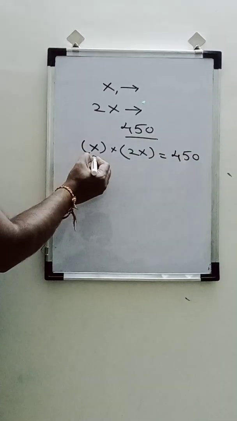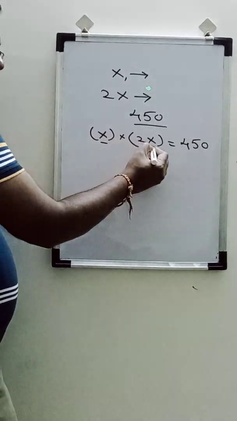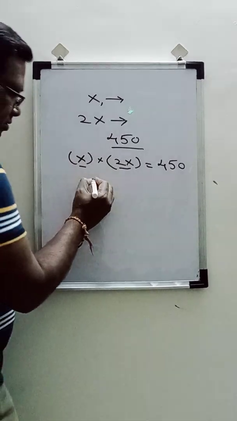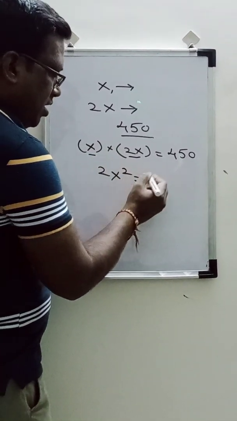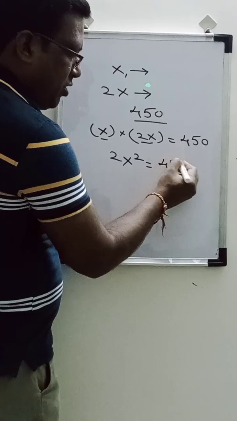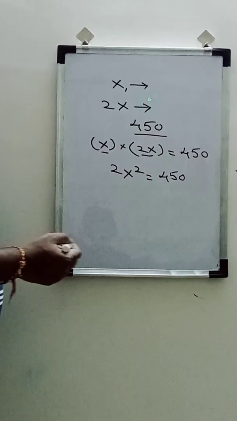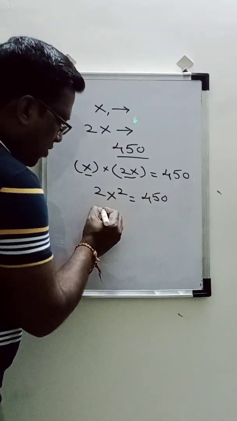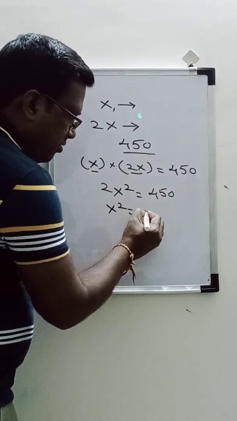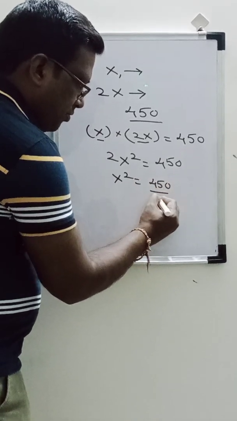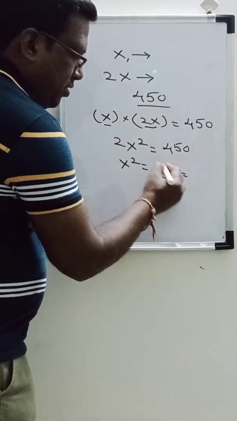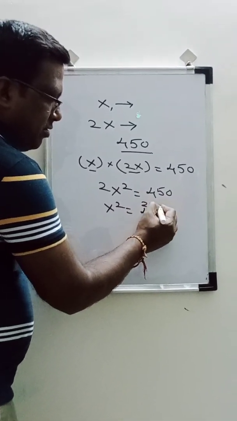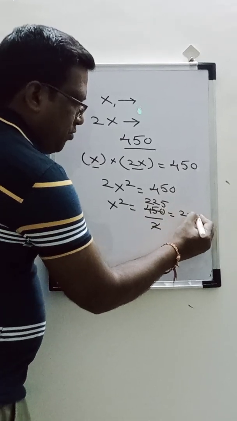So here we have x and here we have 2x. The product of these two numbers, 2x into x, is 2x square. 2x square is 450, because the product of the two numbers was given as 450. So 2x square is equal to 450. Then x square is equal to 450 by 2. 2 into 2 is 4, and what is left over is 1, so 5. So x square is equal to 225.